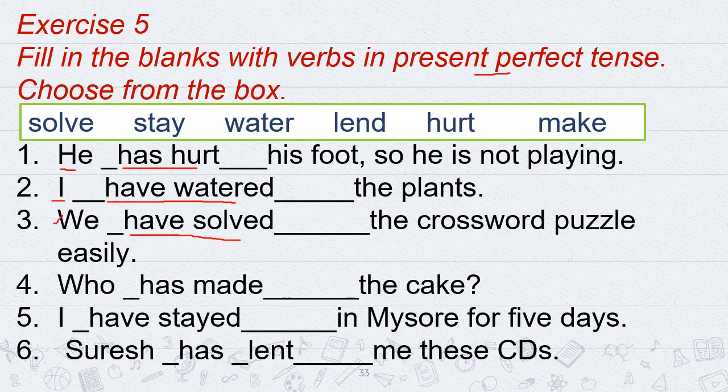Fourth, who dash the cake? The answer is who has made the cake. Fifth, I dash in Mysore for 5 days. The answer is I have stayed in Mysore for 5 days. Sixth, Suresh dash me these CDs. The answer is Suresh has lent me these CDs. Why has? Because my subject is singular. Clear?